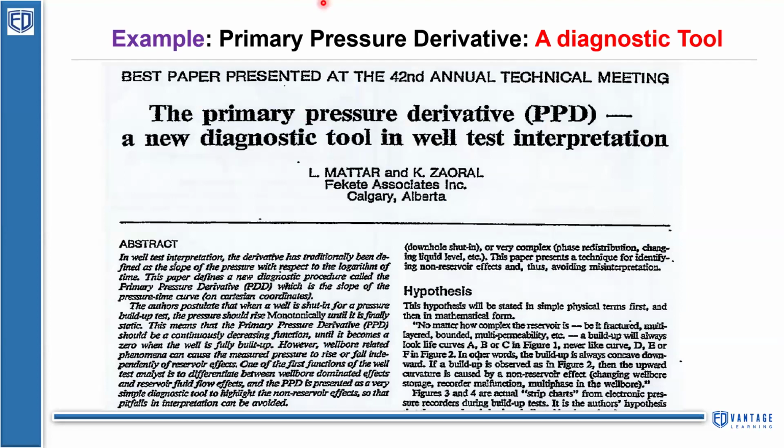So a simple example of this course will be this tool. Does anyone know about this tool? The primary pressure derivative? If you know, you can comment yes. The PPD. It is a very important tool, but many interpreters neglect this PPD. This PPD, called the primary pressure derivative, is used generally to understand your wellbore effect and how it is masking the reservoir effect. It is a new diagnostic tool in well test interpretation.